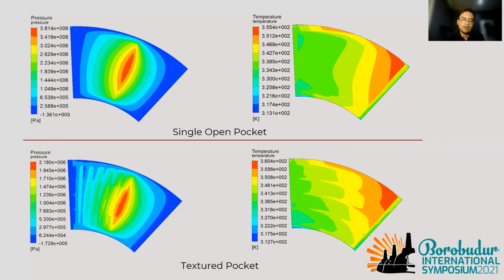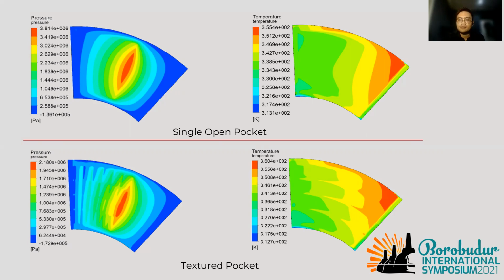Focusing on the left-hand side, we can see that the maximum hydrodynamic pressure for the single open pocket, shown by the red zone, is higher than the textured pocket, with a value of 3.81 megapascal at the single open pocket and 2.18 megapascal at the textured pocket. The maximum zone occurred at the same place due to pressure buildup that occurs at the end of the surface texturing, and because of rotational activity of the thrust bearing.